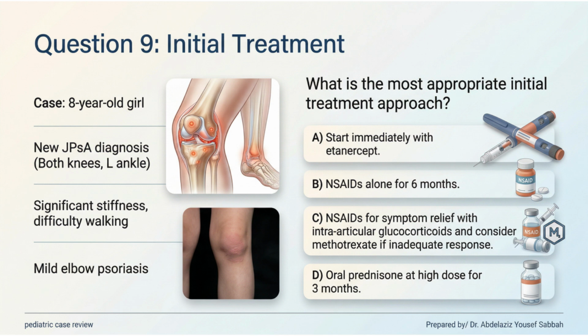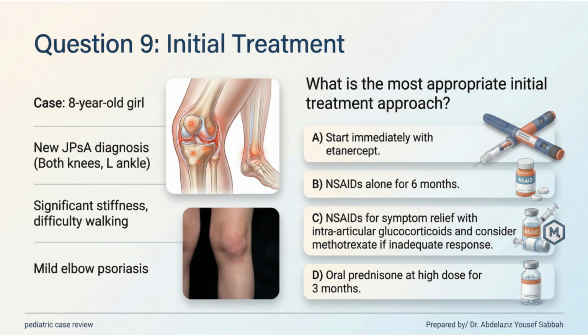over time. Case 9. An 8-year-old girl has a new diagnosis of juvenile psoriatic arthritis affecting both knees and her left ankle. She has significant stiffness and difficulty walking. She also has mild elbow psoriasis. What is the most appropriate initial treatment approach?